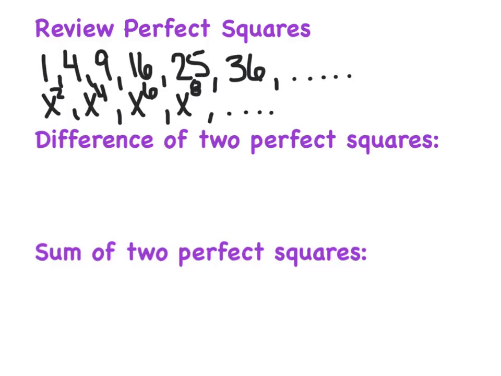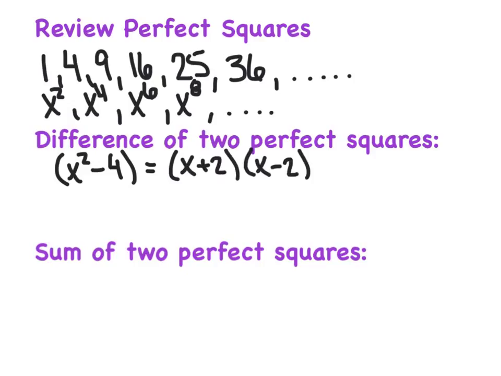Now, when we were factoring the difference of two perfect squares, we might have started off with something simple like x squared minus 4, and we saw how that factors into x plus 2 times x minus 2. And we were able to verify that, and all we had to do was multiply, use the distributive property here, and we could verify that it does indeed equal x squared minus 4.